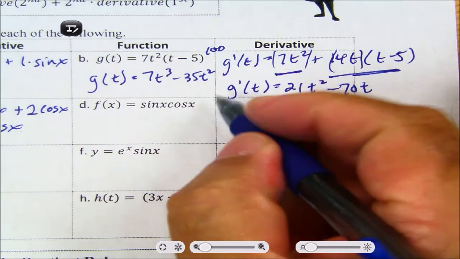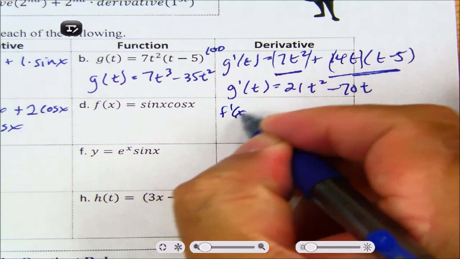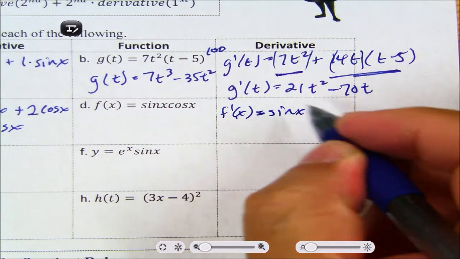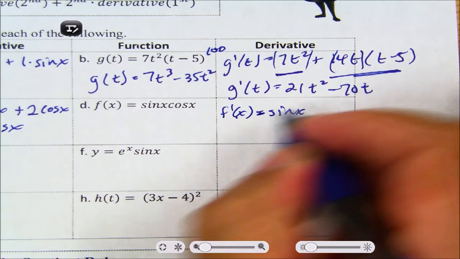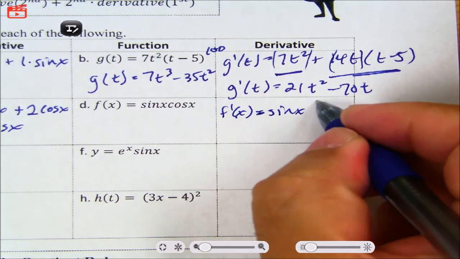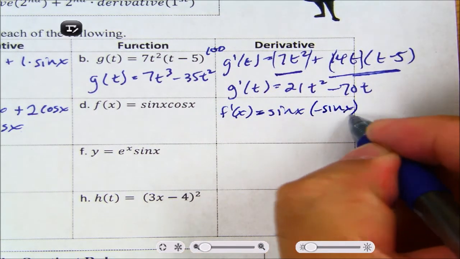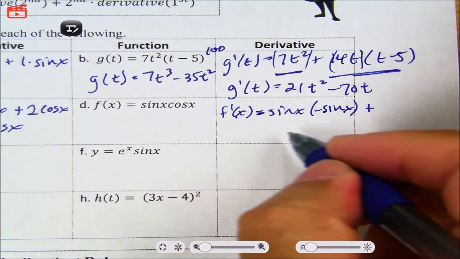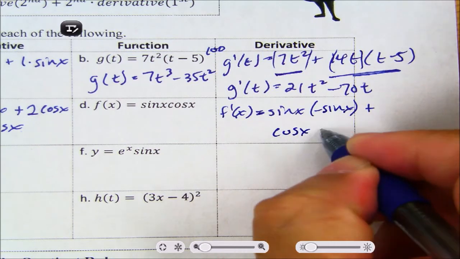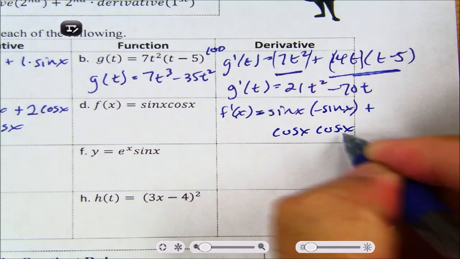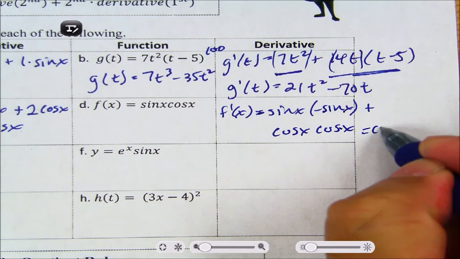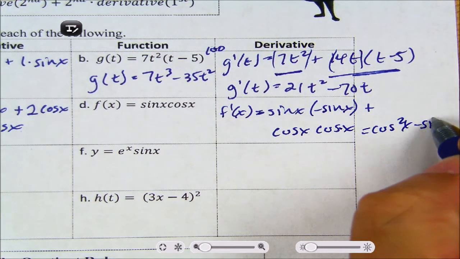Alright, so f prime of x, you're keeping the first one constant, times the second one, so derivative of cosine is negative sine, so it's negative sine x, plus, take the derivative of sine x, which is cosine x, times cosine x. So if you were to simplify this, I would rewrite this as cosine squared x minus sine squared x.